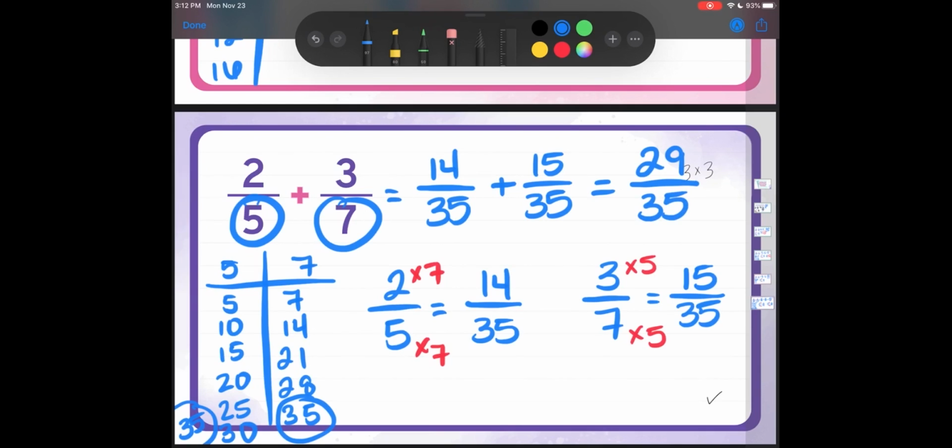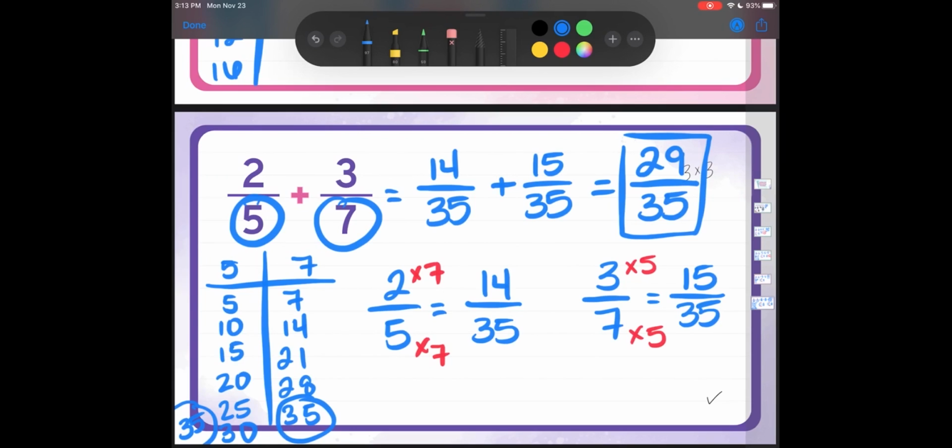So 14 plus 15 is 29. And then our denominator was 35. So we end up with 29 30/5. 29 30/5 cannot be simplified because 29 is prime. So it can only be divided by 29 if we were wanting to simplify. 35 is not divisible by 29, right? So our final answer is going to be 29 30/5.